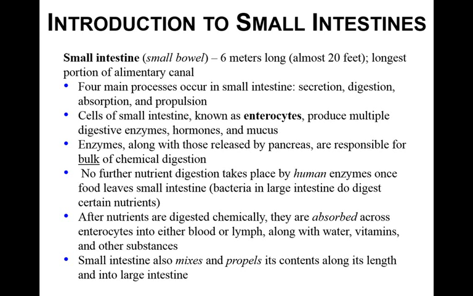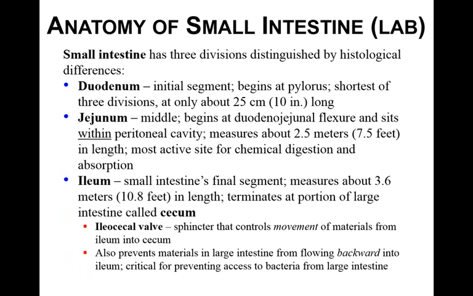The enzymes, along with those secreted by the pancreas, are responsible for almost all of chemical digestion. There's no further nutrient digestion that takes place by human enzymes once the food leaves the small intestine. The bacteria in the large intestine carry it out from here on after we leave the small intestine. Once the nutrients are chemically digested, they're absorbed across the enterocytes, either into the blood or the lymph, along with water and vitamins. The small intestine mixes and propels its contents along into the large intestine.